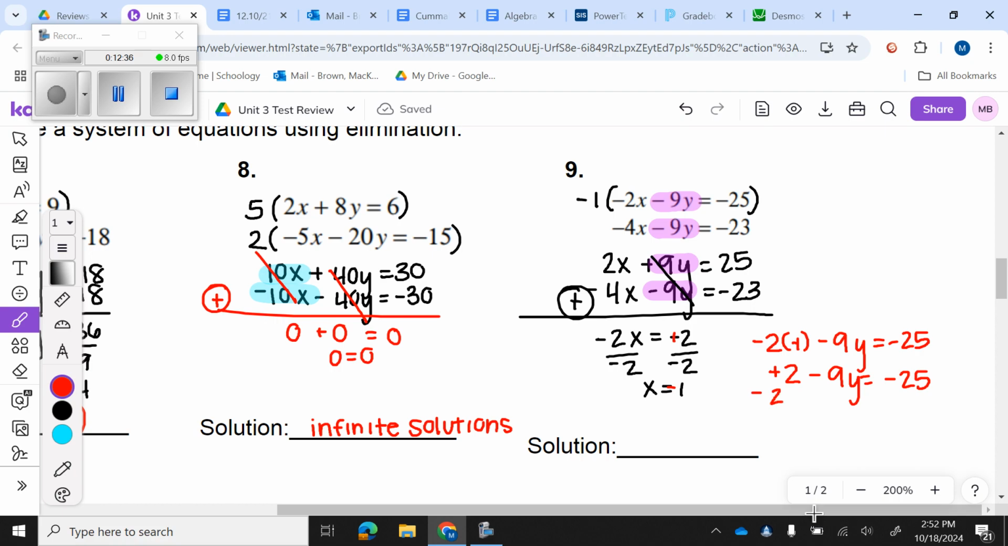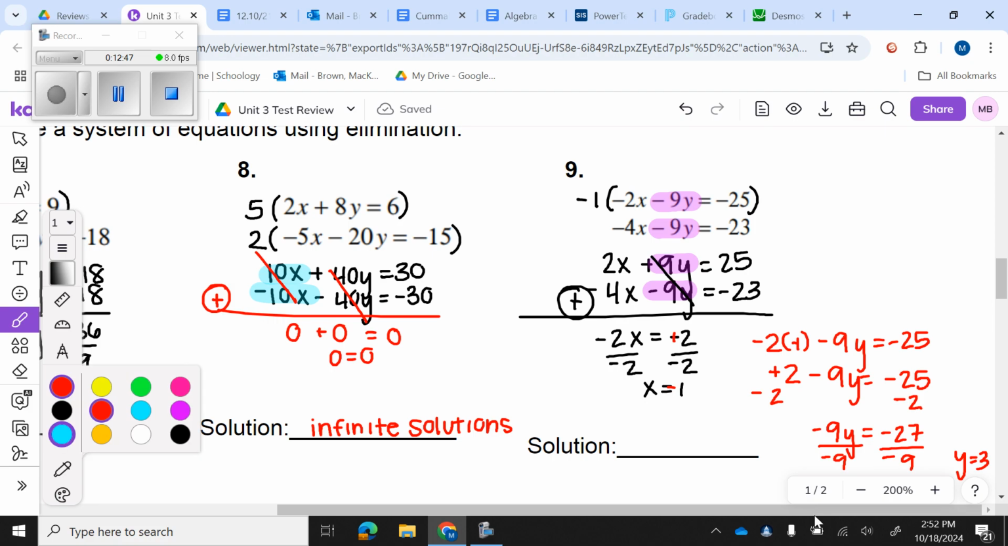Now I'm going to subtract 2 from both sides. I'm going to have a negative 9y equals negative 27. Divide both sides by negative 9, and you're going to get y equals 3. Write your answer as an ordered pair, so I'm going to have negative 1, comma 3.